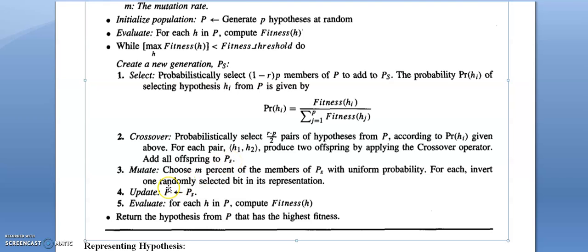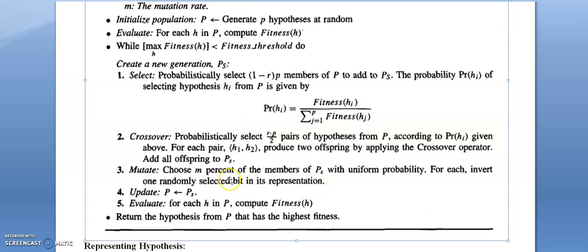Okay, now to maintain some diversity we need to apply some mutation. Now we choose m% of members from the generated population PS. Now we will apply the mutation operation. In the mutation operation we pick randomly one bit from the bit representation of the hypothesis and we invert it. Okay, if the value of that bit is 1, then we will set it as 0, so that we can get a diverse solution each time. Now we have the new population PS.